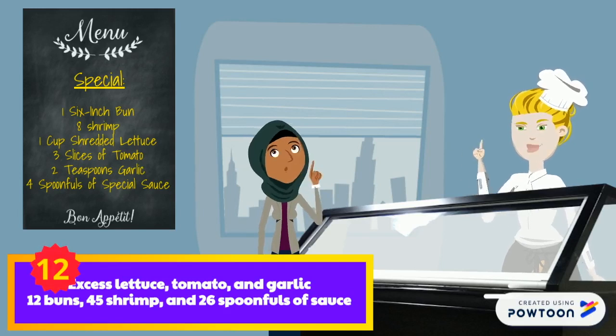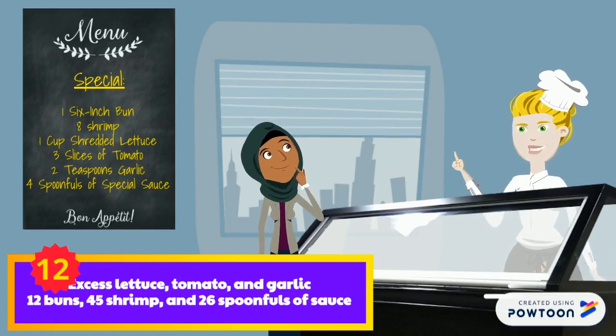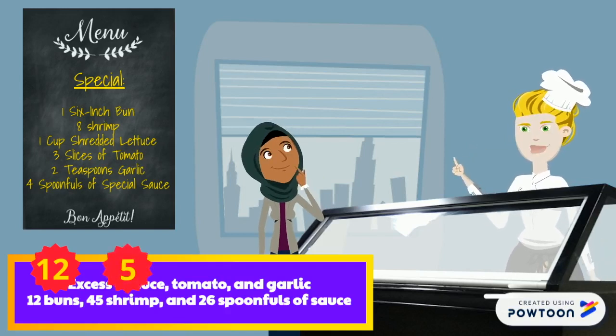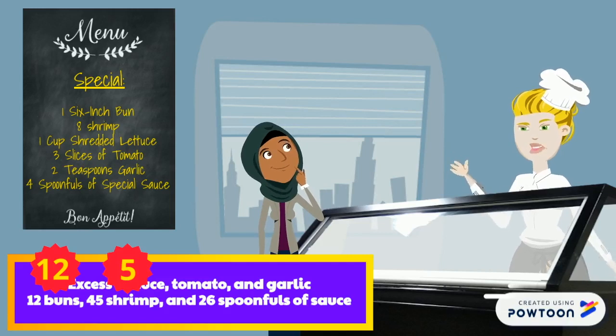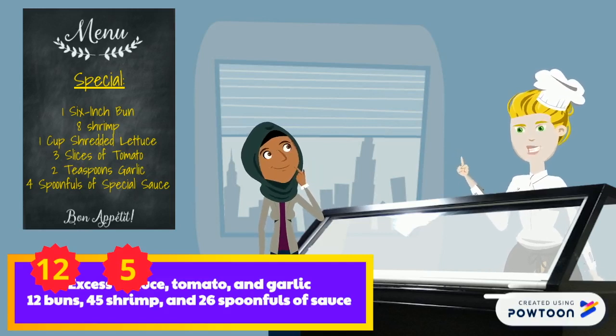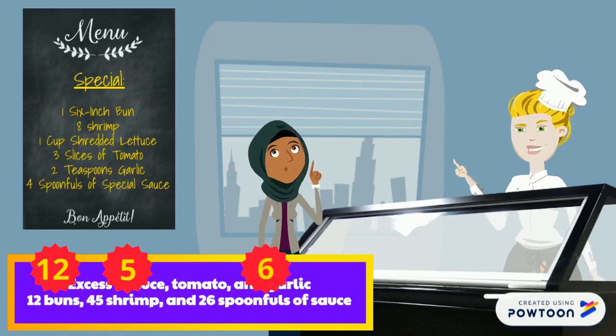With 45 shrimp and unlimited other ingredients, we can divide the value by 8 shrimp per sandwich and see that with our value of 5.625, we have enough for 5 full sandwiches and a fraction of a sandwich left over. Finally, the 26 spoonfuls of special sauce, when divided by 4 spoonfuls each, can make 6 complete sandwiches, and that leaves us with 2 spoonfuls left over.